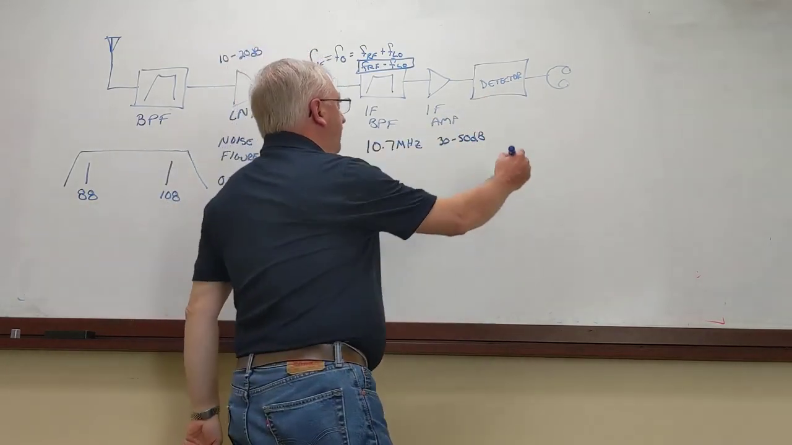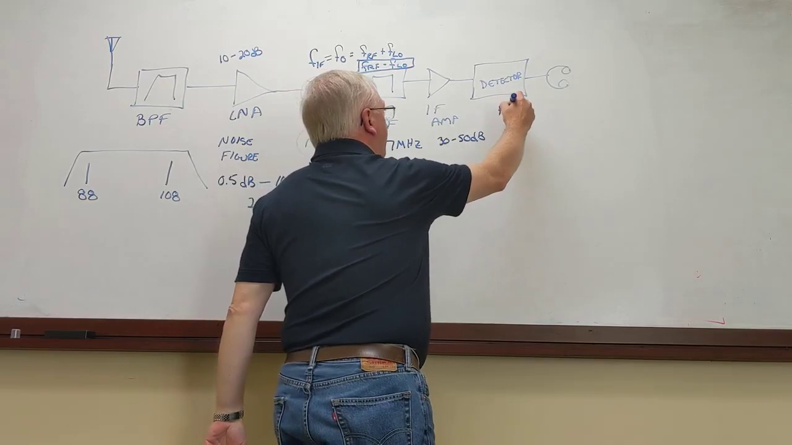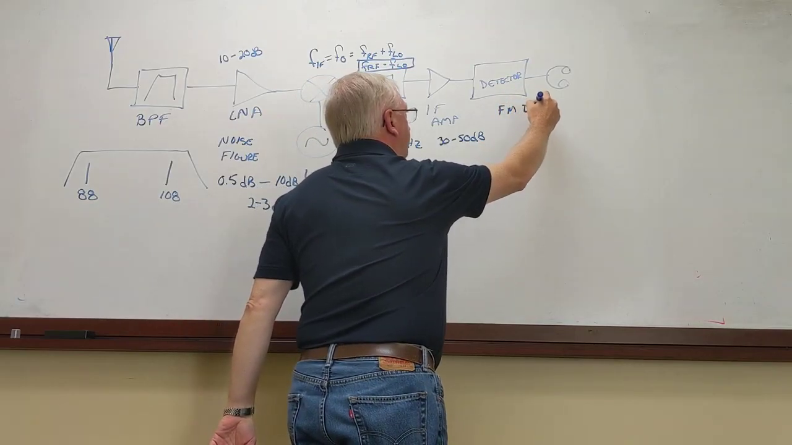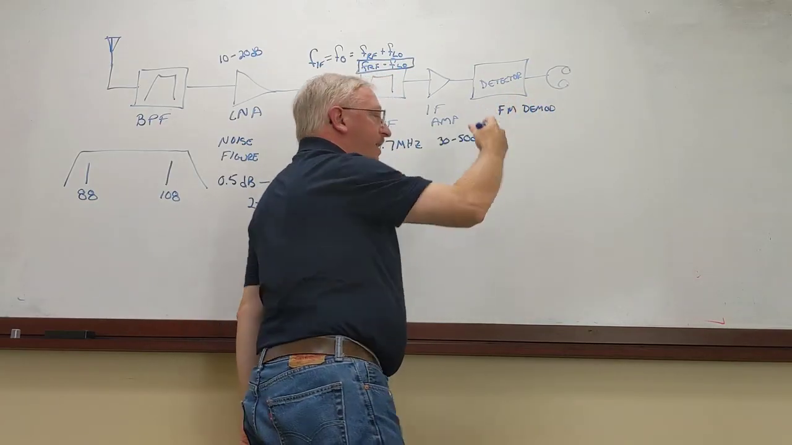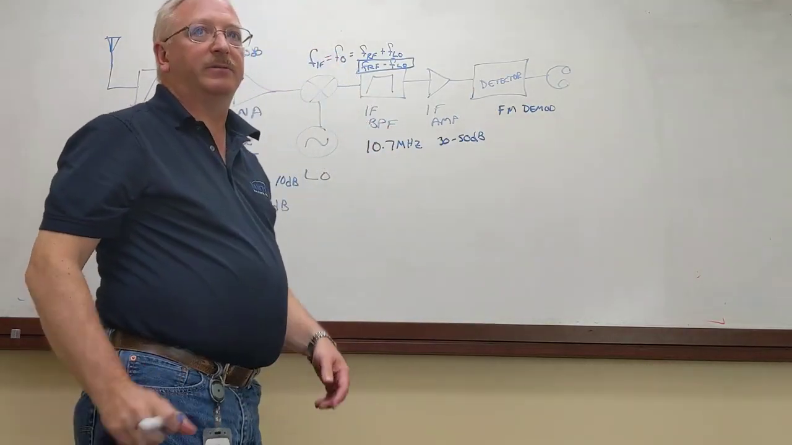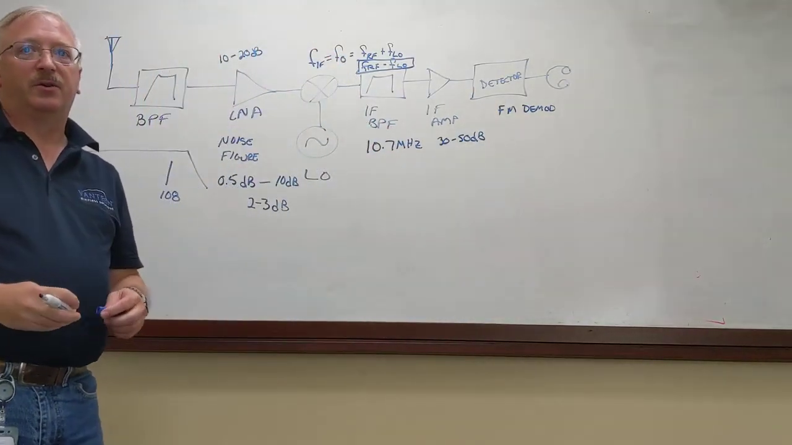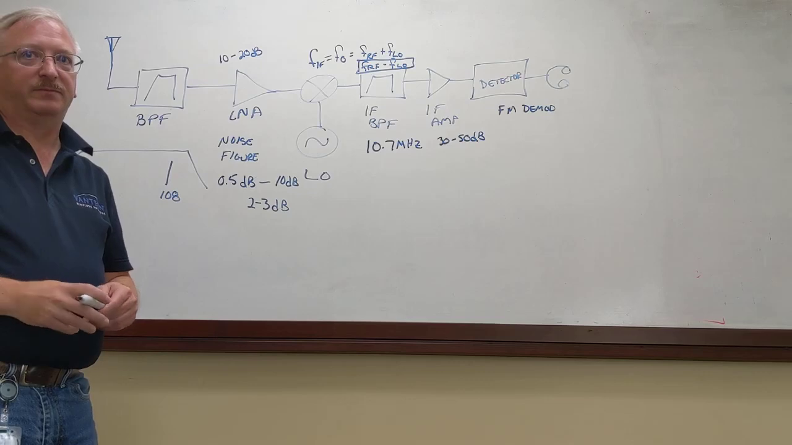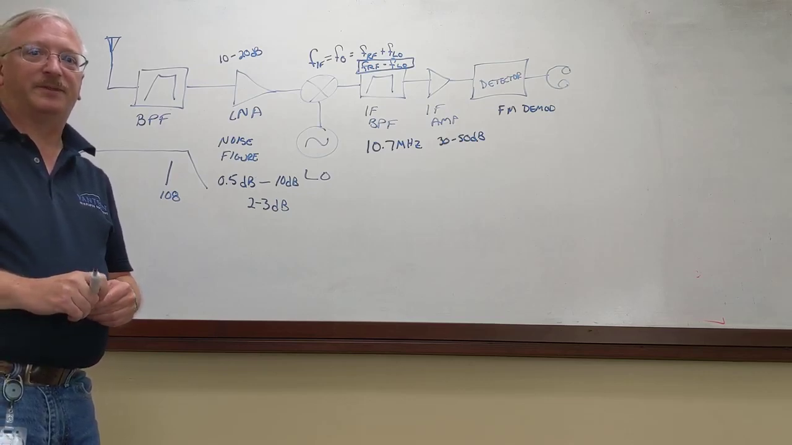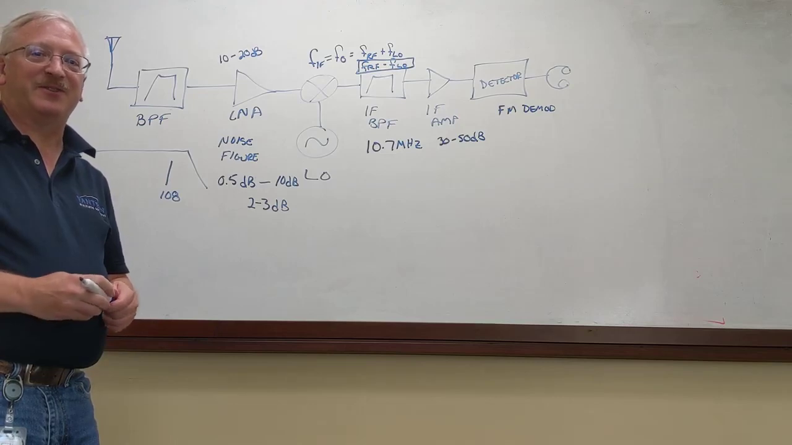And so the detector, in this example, is an FM demodulator, but it could be AM, could be data, digital, whatever you're looking for. So those are the basics of a receiver.